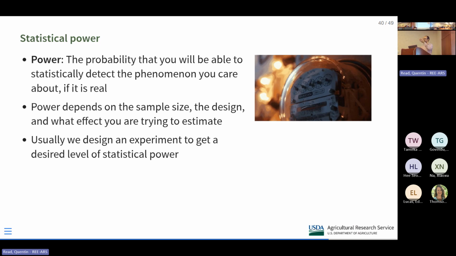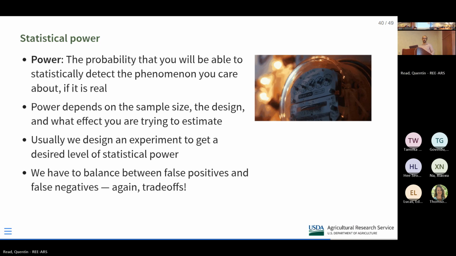So you want to hit the sweet spot and get the minimum number that you need to get the appropriate amount of statistical power, right? Because power is kind of a balance between false positives and false negatives. If you have too small a sample size and you don't find a significant effect, maybe there was no effect, or maybe you just didn't have enough power to detect that effect that really was there. So that would be a false negative.